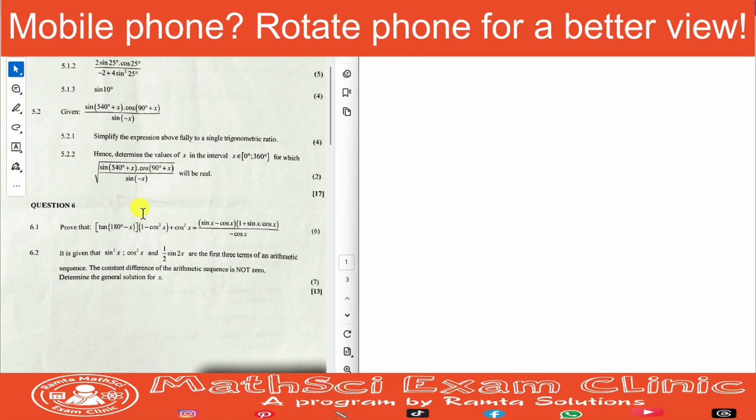Let's see now. I will explain 6.2. It says it is given that sine square x, cos square x, and half sine 2x are the first 3 terms of an arithmetic sequence. The constant difference of the arithmetic sequence is not 0. Determine the general solution for x. Okay, let's see. We have sine square x, cos square x, and half sine 2x.